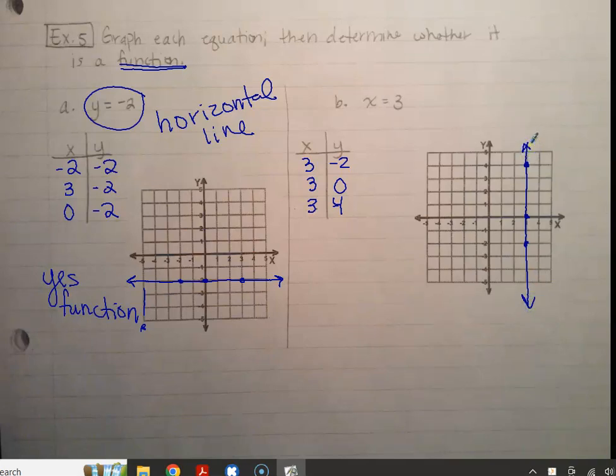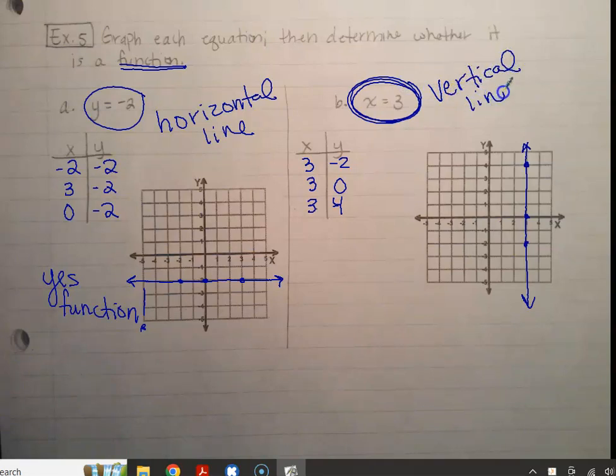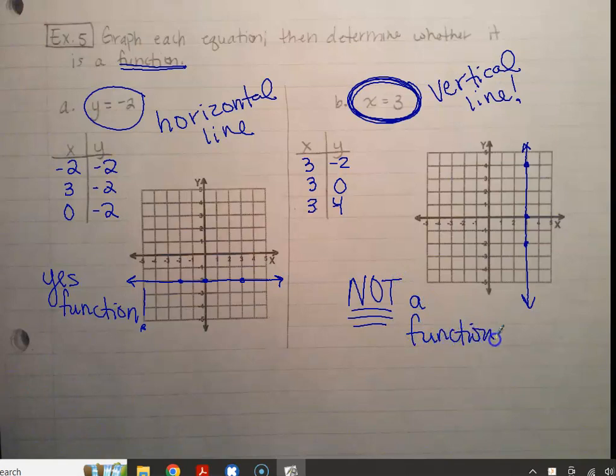What kind of line is this one? Anytime you get an x equals equation, you're going to have a vertical line, because it's anywhere that x equals 3 is what you're graphing. So is this equation a function? Absolutely not. So I should put not a function, because it fails the vertical line test, because it is a vertical line.